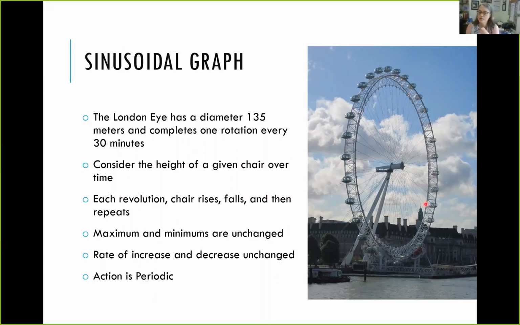If we want to graph the height of a chair over time, what we're going to see is that the maximum and the minimum height don't ever change, and that the slope of the curve from maximum to minimum doesn't change. In other words, everything is pretty repetitious and periodic.